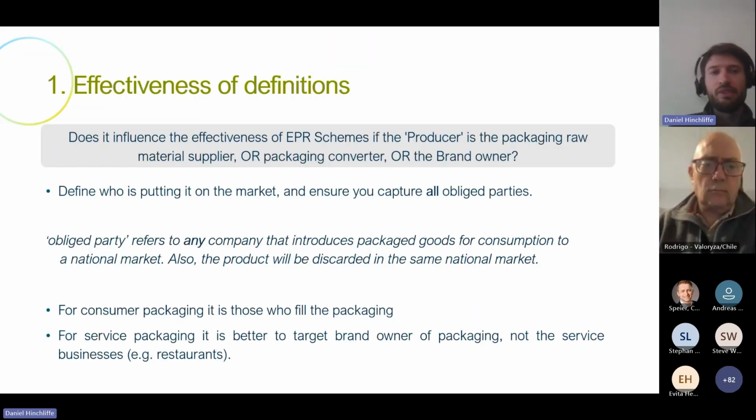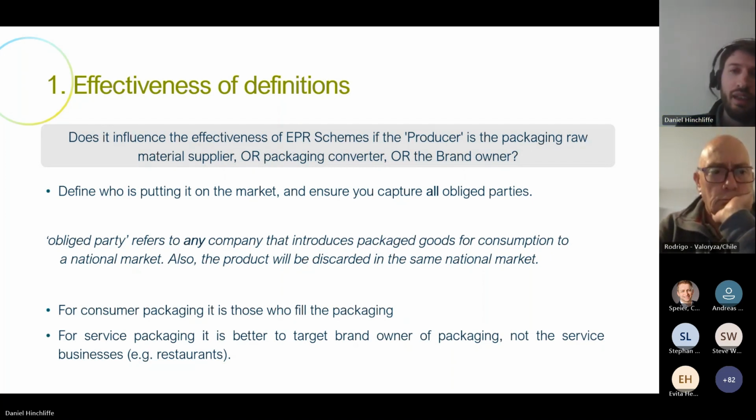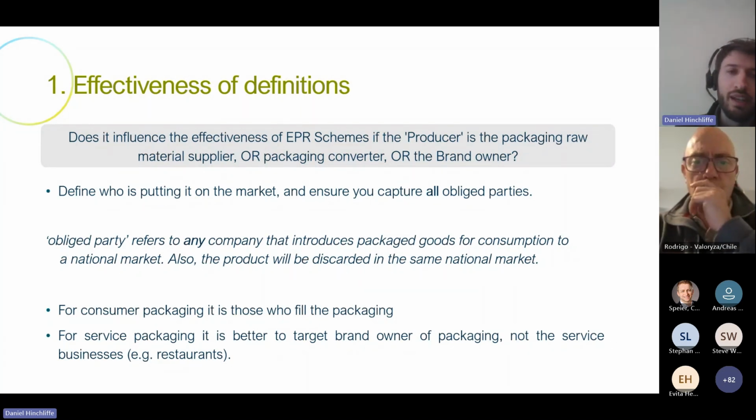So the first question was, does it influence the effectiveness of EPR schemes if the producer is the packaging raw material supplier, or the packaging converter, or the brand owner? And here, as we mentioned, it's really important to define who the actor is putting on the market so that you get all the obliged parties you want in the system. So again, this refers to any company that introduces packaged goods for consumption to a national market, and that this product would also be discarded in the same national market.